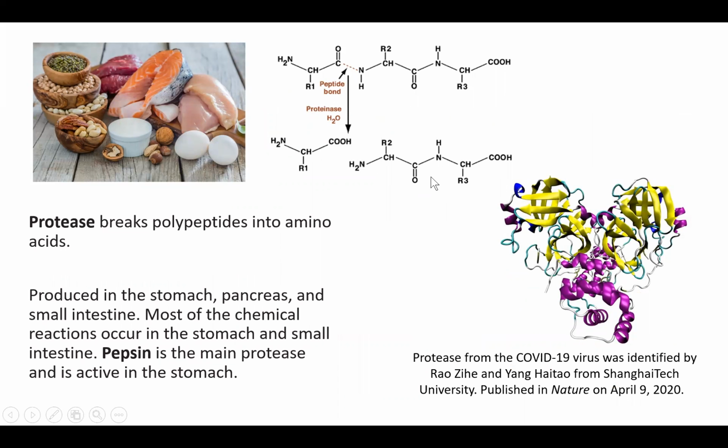Our last digestive enzyme is protease. Our main one that we use is pepsin. You may have heard of pepsin before. It's produced in the stomach. It's also in the pancreas and the small intestine, but most of where we use it is the stomach. And pepsin takes polypeptides and breaks them into amino acids.